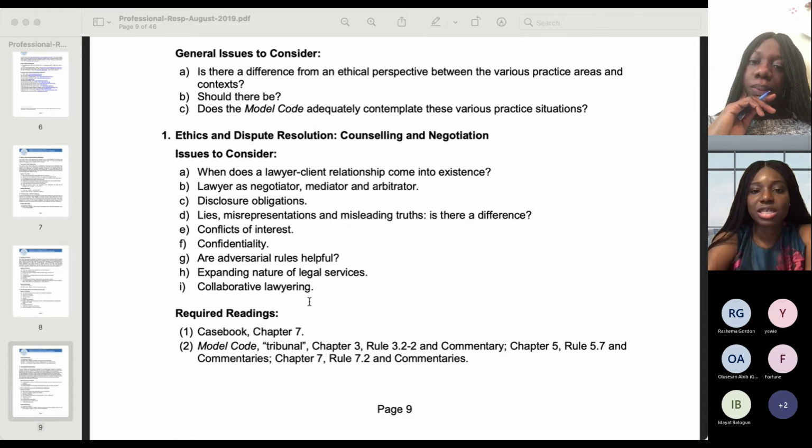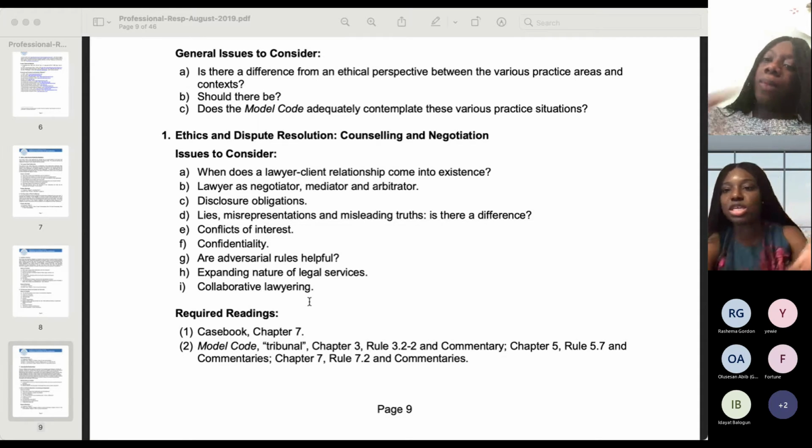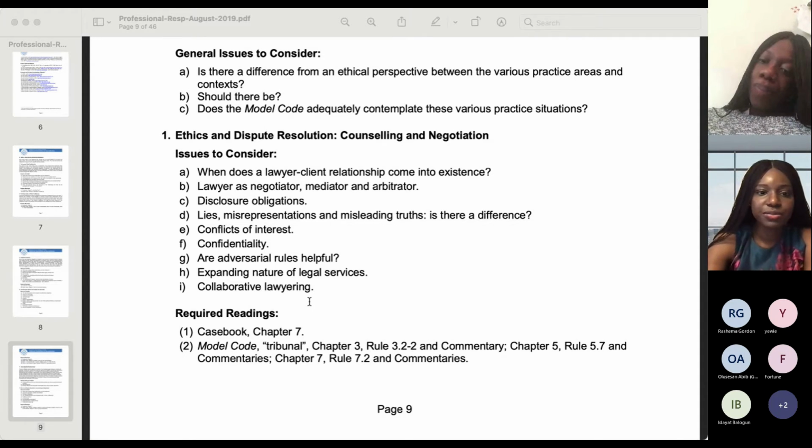Now, whenever you're counseling a client, you have to differentiate between legal counsel and business counsel. So when you're giving them legal counsel, you must point that out and you must let them know. And when you're giving them business counsel, you should also let them know this is just business advice, has nothing to do with the legal aspects. Okay.